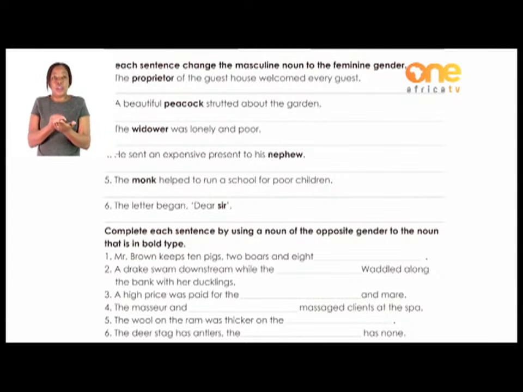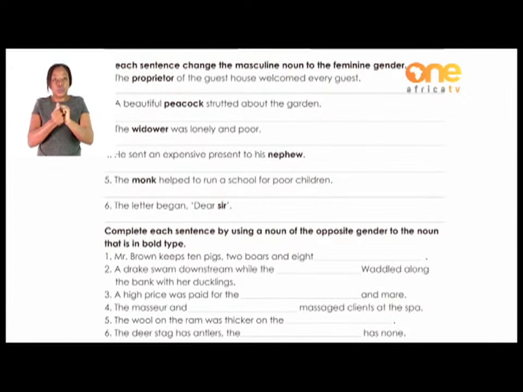What about if it was a woman? We're going to say what? So you change this sentence, rewrite it, but change the proprietor to the feminine gender, to a woman gender. So we will say the proprietress of the guest house welcomed every guest. That is what you are going to write in the next sentence. Everything stays the same, only change the bold word. Are we together? So you do the second one as well.